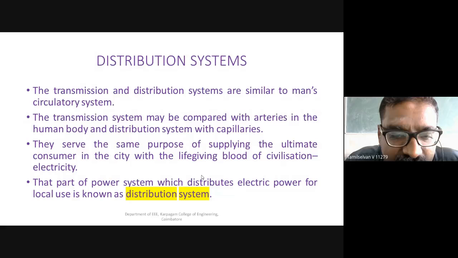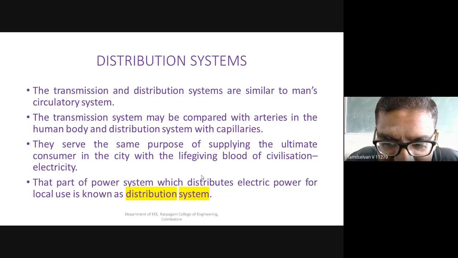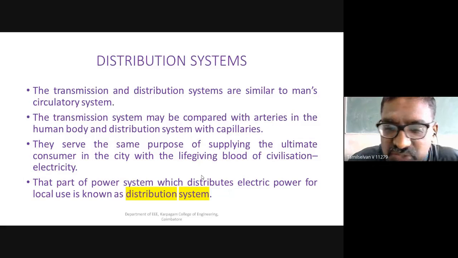So in this part of the power system, where the power is distributed to the consumer or the local area, that is called the distribution system.